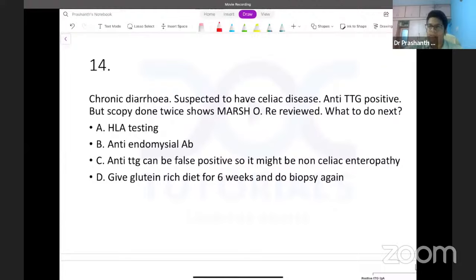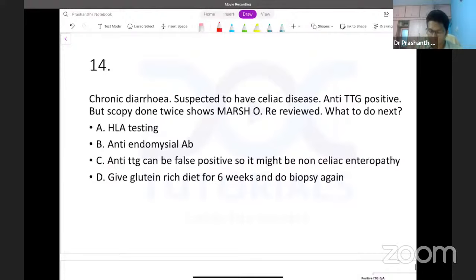Next question is, a patient presents with chronic diarrhea. You have suspected a celiac disease. Anti-TTG is positive, but scope is done twice is MARSH 0. MARSH 0 means there is no feature of villus atrophy at all. So what do you do next? A, HLA testing; B, anti-endomysial antibody; C, anti-TTG can be false positive, so it might be non-celiac enteropathy; D, give gluten-rich diet for 6 months and then do biopsy again.